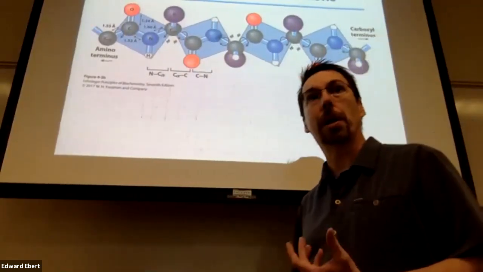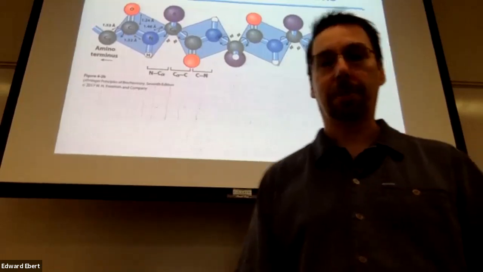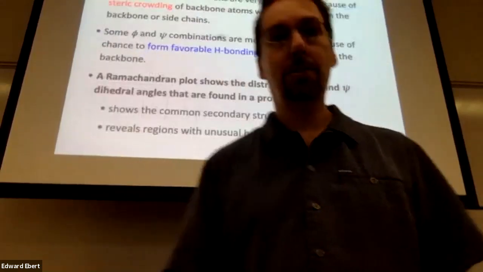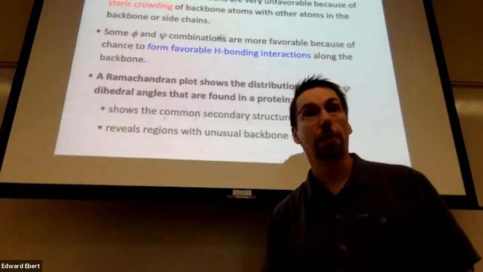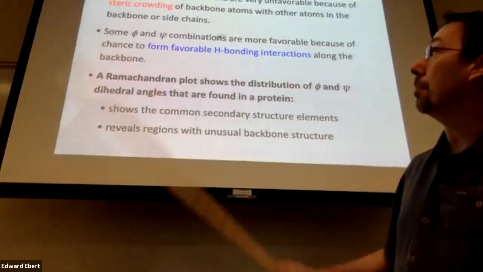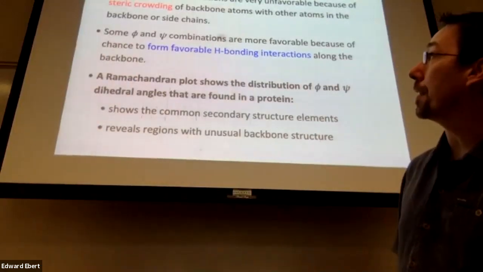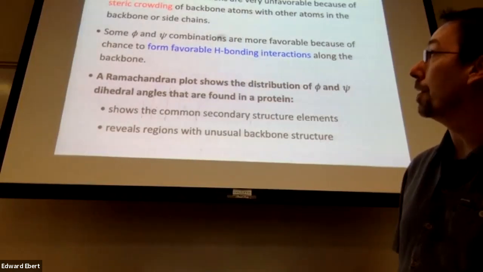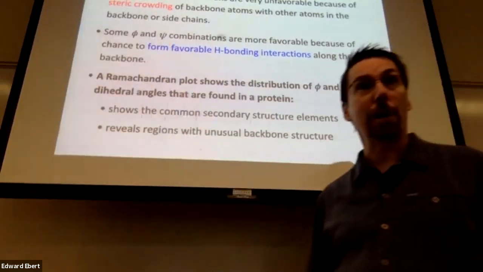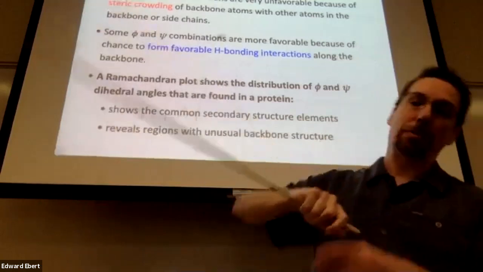Okay. So we can talk about allowable rotations. That gets us into the idea of the distribution of the possible phi and psi angles that are in there. Okay? We have to watch out for steric crowding. We obviously can't fold them back over on top of each other.